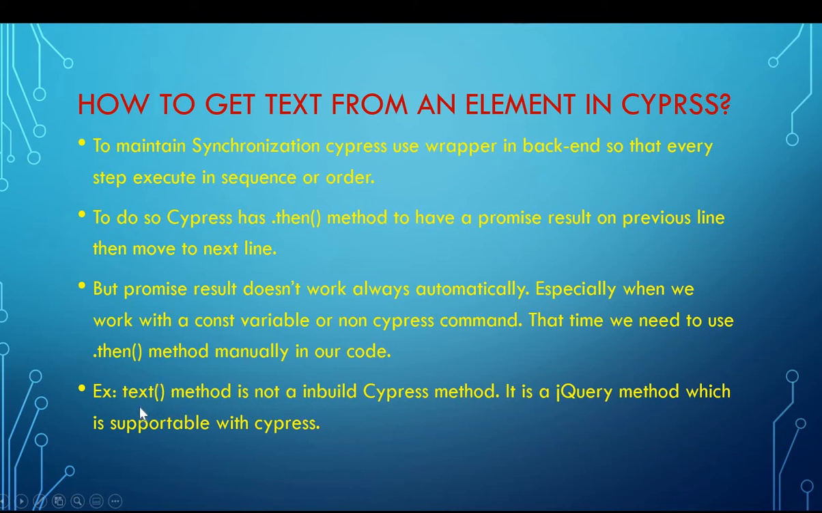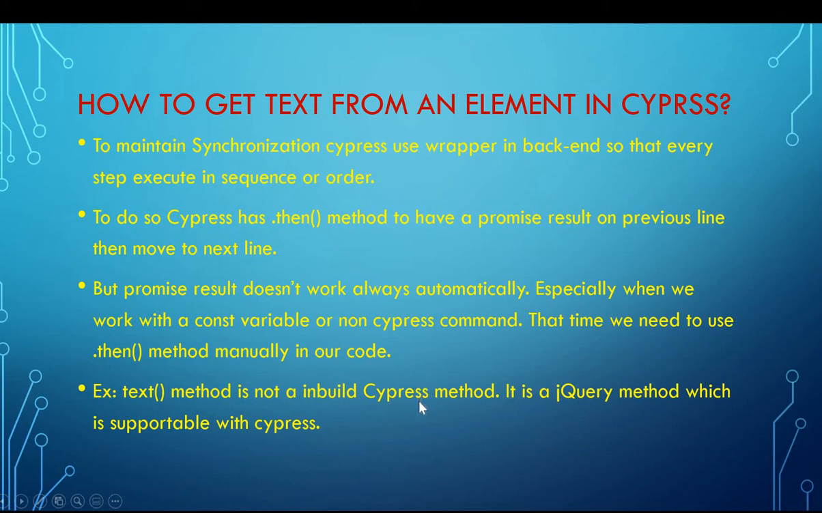For example, the text method is one of the examples. The text method in Cypress is not a built-in Cypress method. Still we can use it, but it's not an inbuilt command. It is a jQuery method which is supported by Cypress. So it's possible to use it, but this is actually a jQuery method. Since the text method is not a built-in command, to use it we have to use this .then function in our code so that it works in the synchronization way we expect.